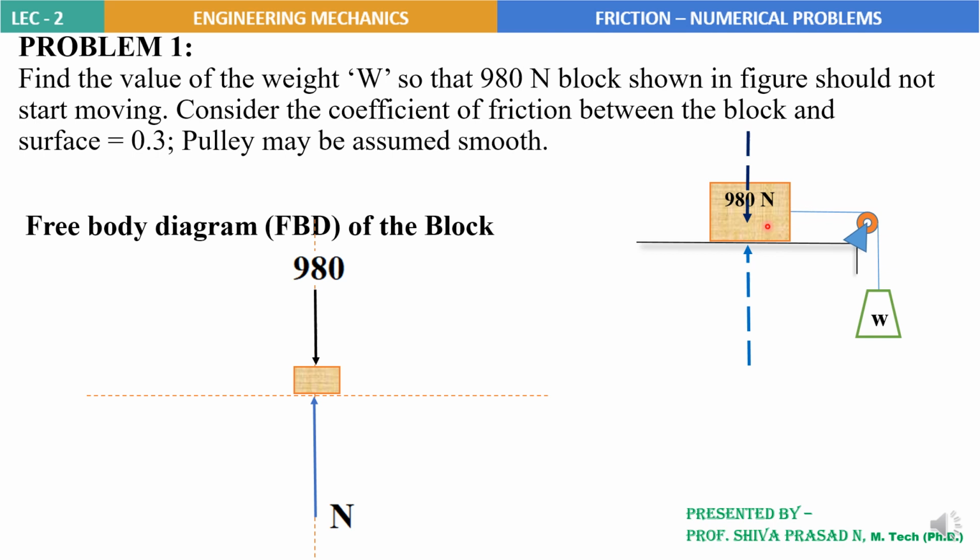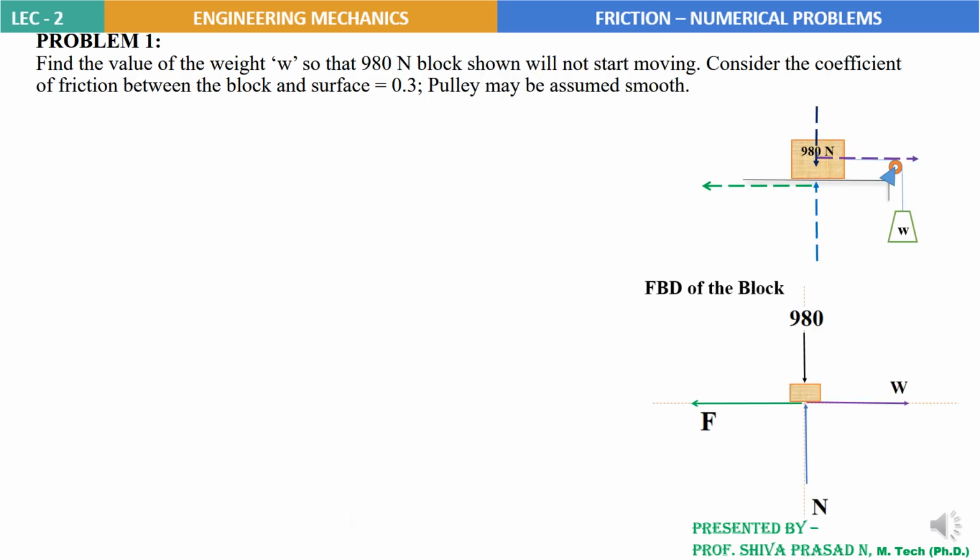Opposite to the direction of motion, we will consider the frictional force. We consider the frictional force in the direction opposite to the impending motion, or opposite to the motion of the block. So it is a left side force. This completes the free body diagram, and using it, let's solve the problem and find the weight W.